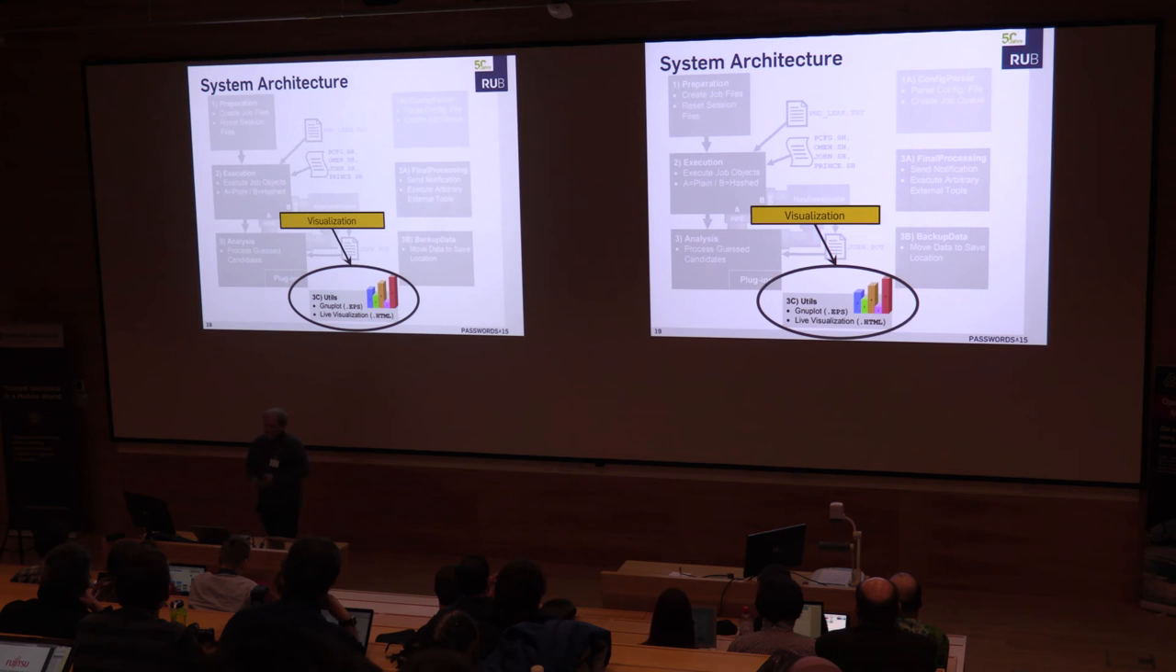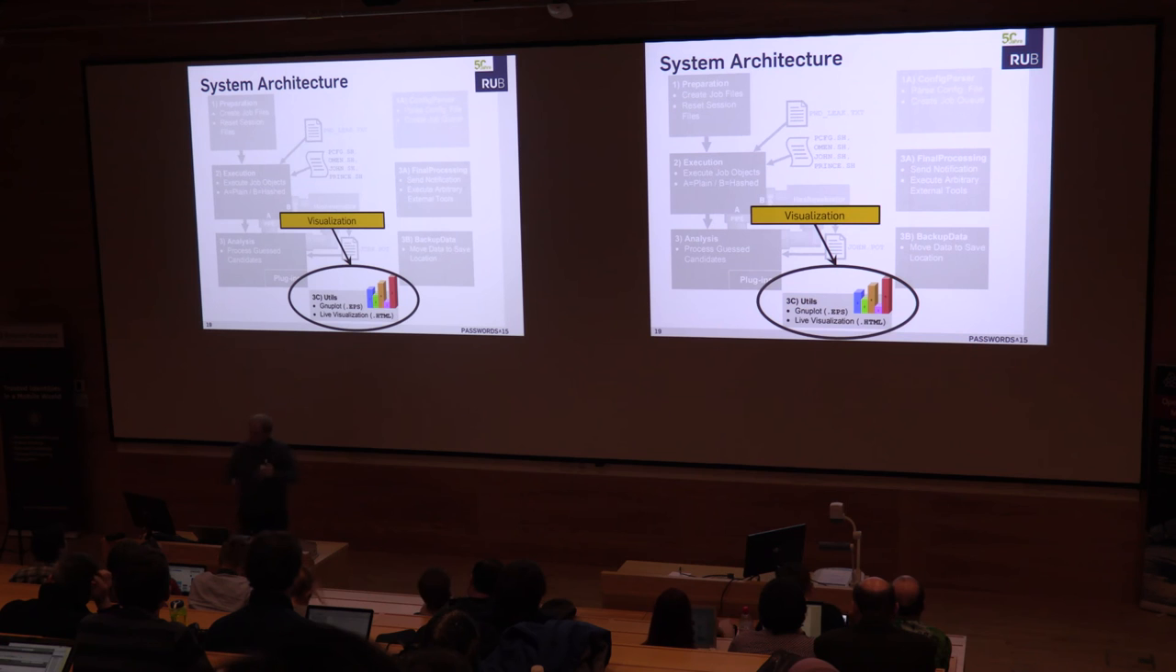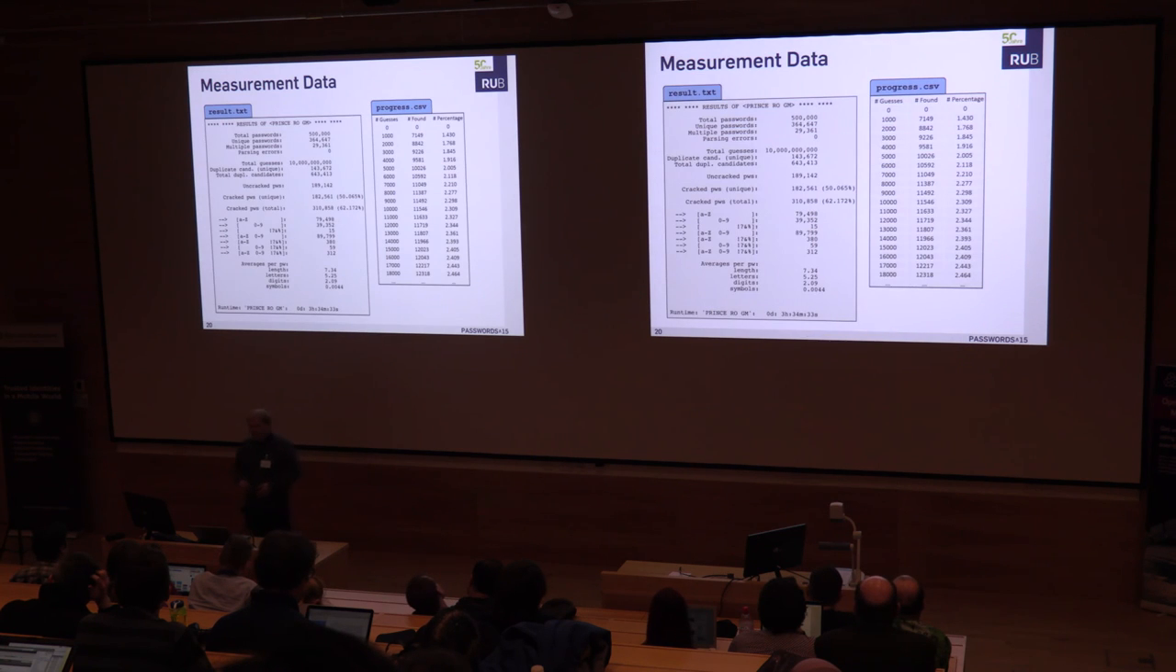Finally, there is this visualization module that is important. First of all, we need to know what is visualized. This is an example of measurement data. So we have a log file. For this example, we executed the Prince guesser trained on RockYou attacking the Gmail leak. And in this result file, we see, for example, that the Prince guesser generates duplicates, as you can see here, which, of course, is not desirable. And as you can see, this list is not complete.